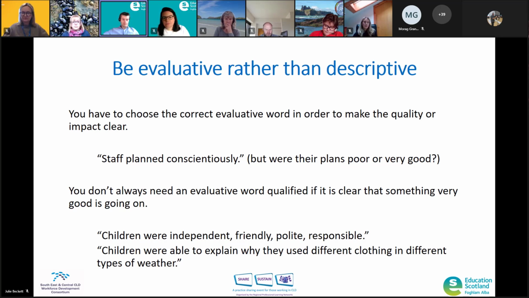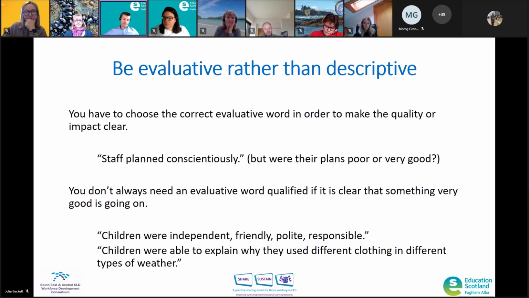So you have to choose the correct evaluative word in order to make the quality or impact clear. So if I say staff planned conscientiously, that doesn't really show the impact there, it just shows that thought was given, but it doesn't show the plans were good or very good or poor. So again, making sure the word highlights the impact and the so what. And you don't always need an evaluative word to qualify the impact of what's going on.